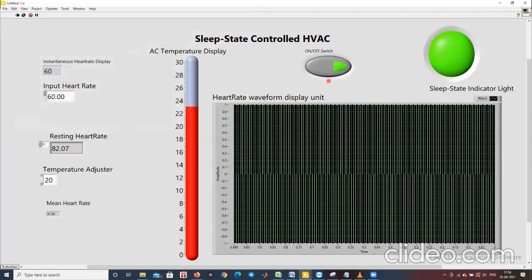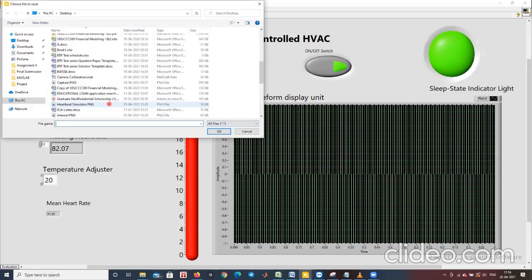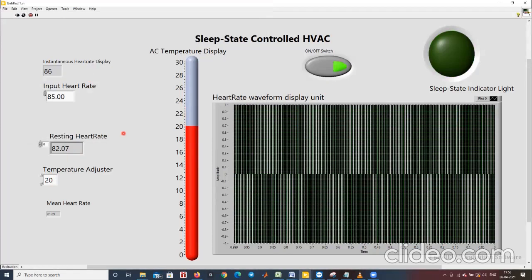See, as soon as the system recognizes that the input heart rate is less than 80% of the resting heart rate, the sleep state comes on and there is a spike in temperature. If you see this thermometer, it is reading 23, whereas the temperature adjuster is showing 20. Now let's say the person wakes up again, the heart rate is back to 85. And the sleep state is gone. Okay, this is essentially the working of the simulation.